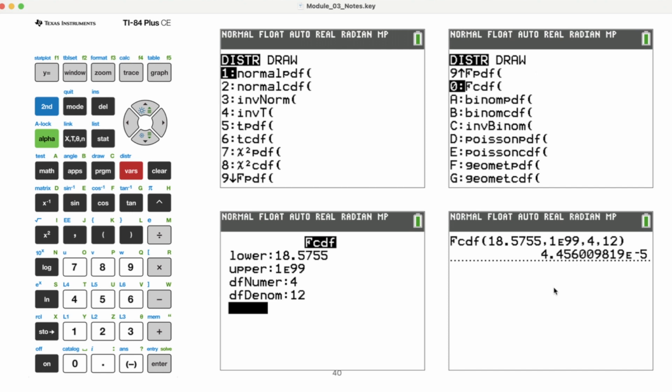All right, so it is a very small p-value, and so there's strong evidence that the null hypothesis here is not true. There is strong evidence that at least one of the treatment means is different than the others.